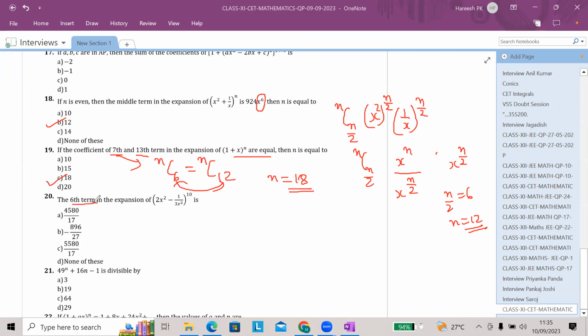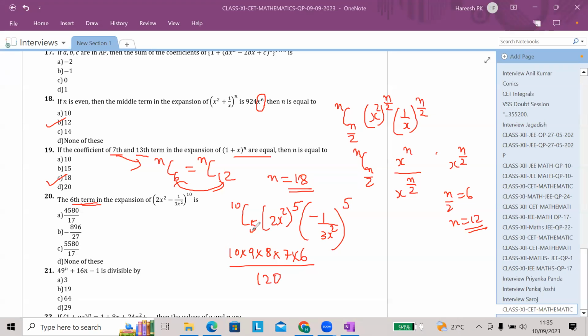And here they're asking what is the 6th term in the expansion. So T6 is 10C5, (2x²) to the power 10 minus 5, which is 5, into (-1/(3x²)) to the power 5. So 10C5 is 10, 9, 8, 7, 6 by 120, since 5 factorial is 120. Then we have 32, then we have minus 1 by 243.